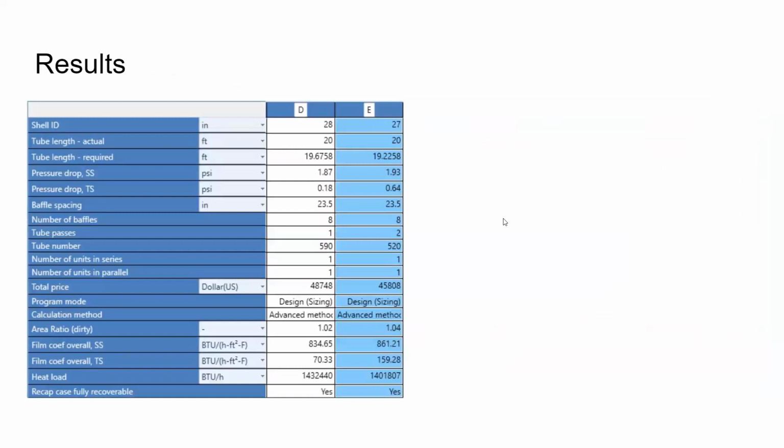CO2 had a smaller shell inner diameter, but a longer length. The H2O design costs about $3,000 more than the CO2 setup. Perhaps most importantly, however, the H2O design yields a lower shell side and tube side pressure drop, increasing performance over the life of the design.